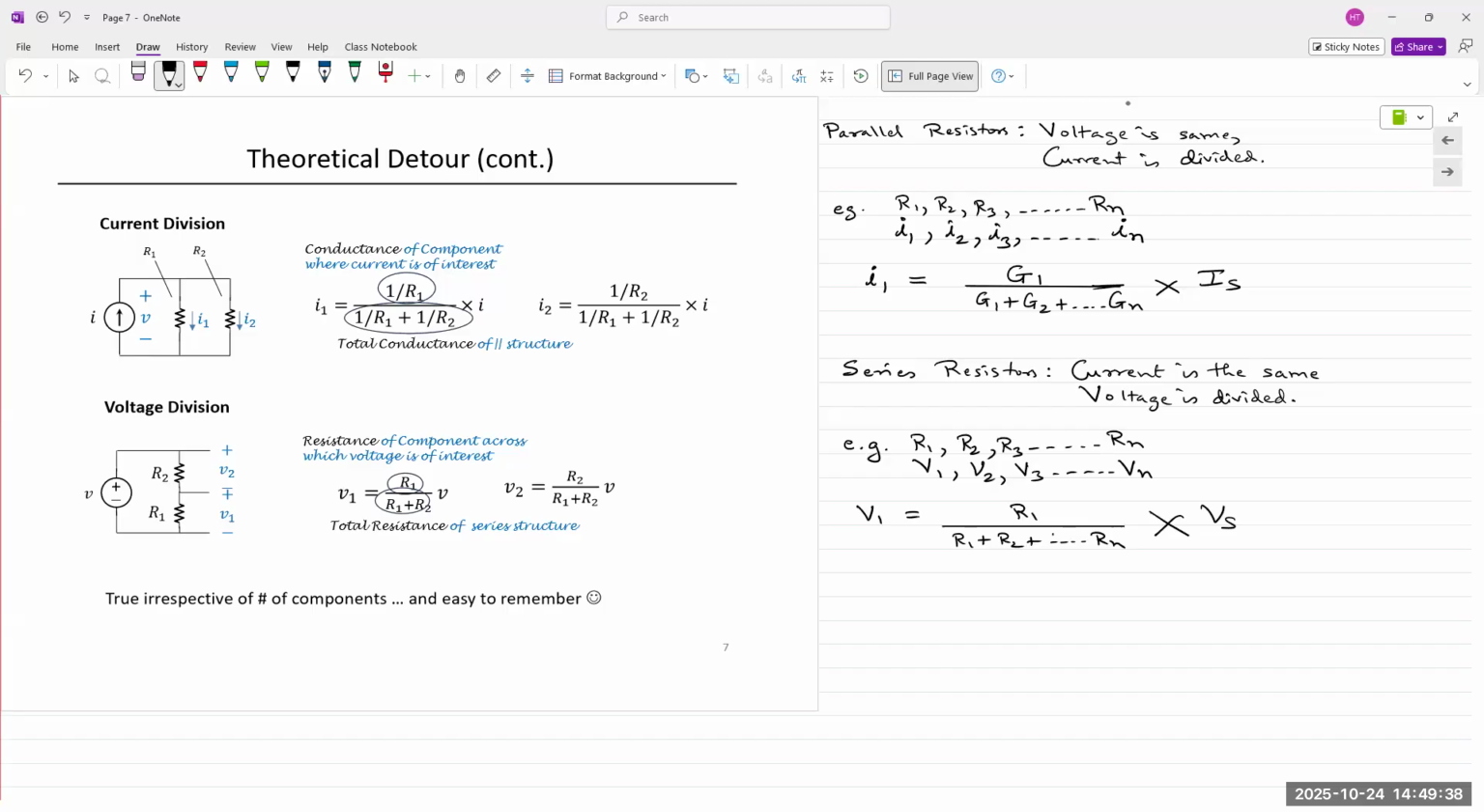So this, again, is something I will assess on the quiz on Monday. So expect a question about voltage and current division. Okay.